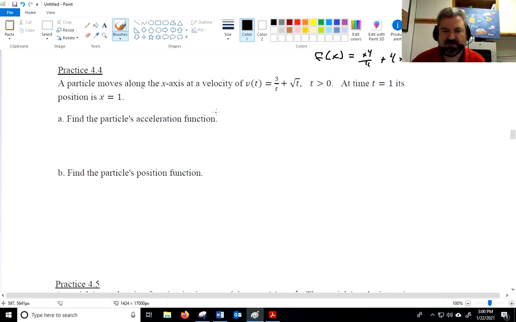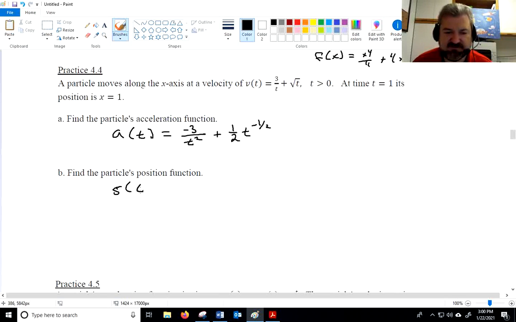All right, the acceleration is the derivative of velocity. So my acceleration just requires me to take the derivative, which makes this negative 3 over t squared, because that's 3t to the negative 1, plus that's t to the 1/2, so it becomes 1/2 t to the negative 1/2. And that's our acceleration. To find the particle's position requires us to integrate. So that becomes 3 times the natural log of the absolute value of t, plus that's t to the 1/2, so it becomes t to the 3/2 times 2/3 plus c.